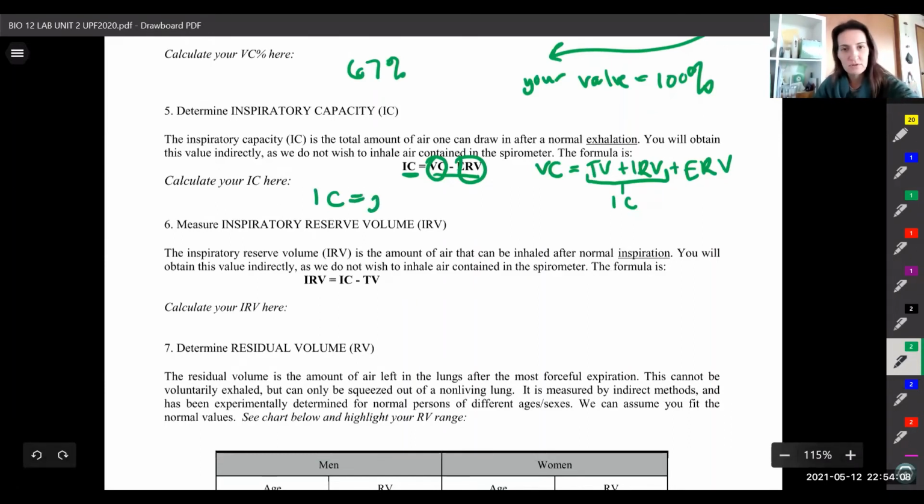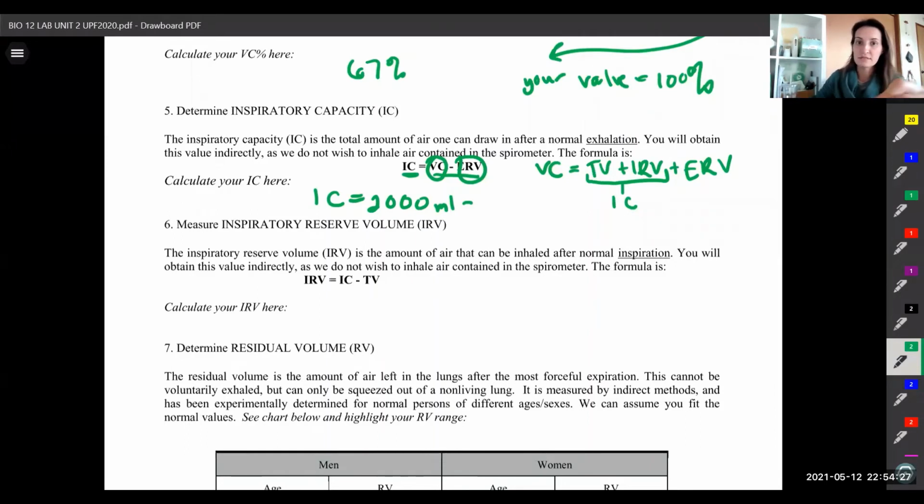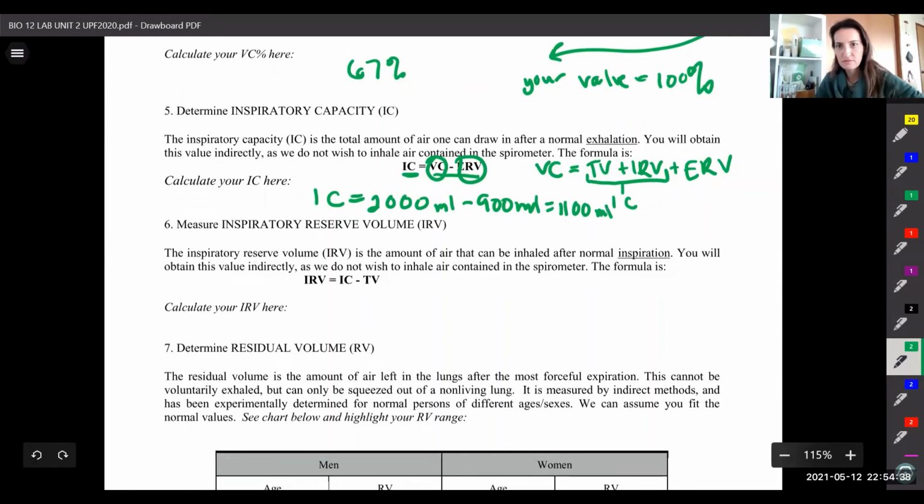So my values here were 2,000. That's what I got from the spirometer for my vital capacity. Yours is whatever you calculated there with the equation, taking into account your sex and your age and your height. And then we're going to subtract from this the ERV. Yours was 1,000. Mine was 900 milliliters. And here is where we begin to see different values. That's the value that I get for IC, and you'll get something different: 1,100 milliliters.